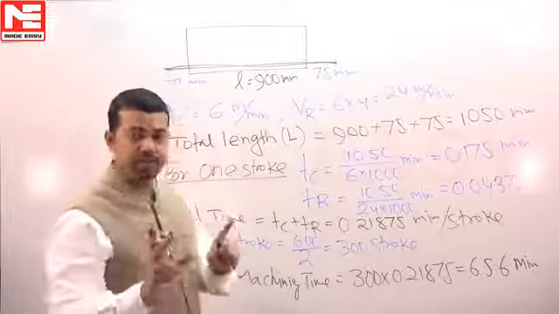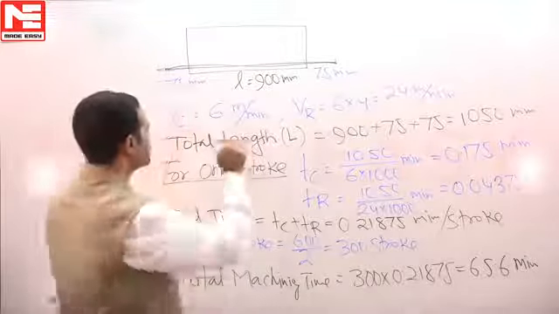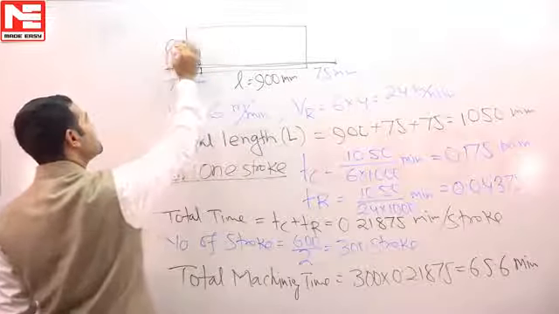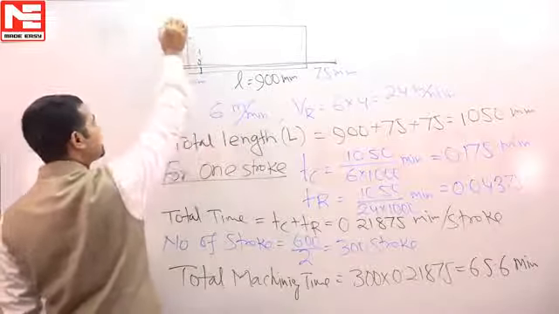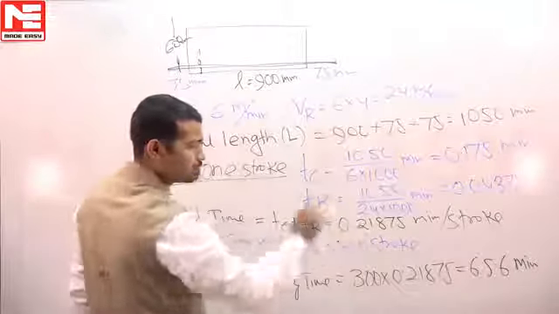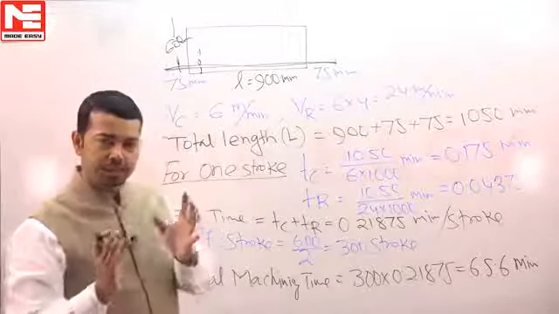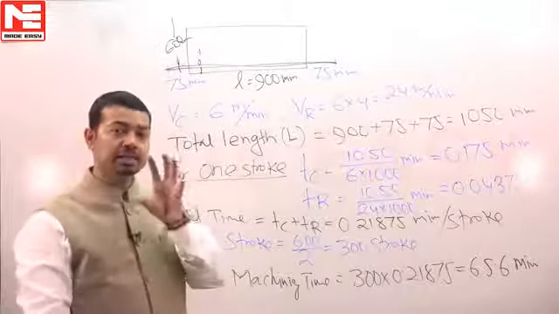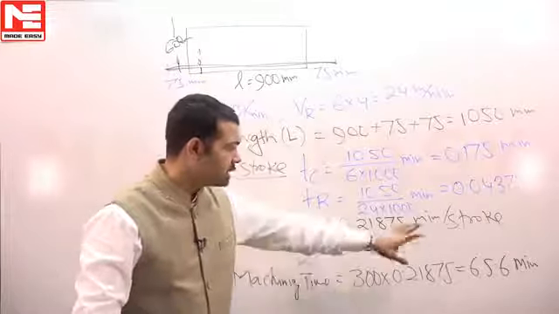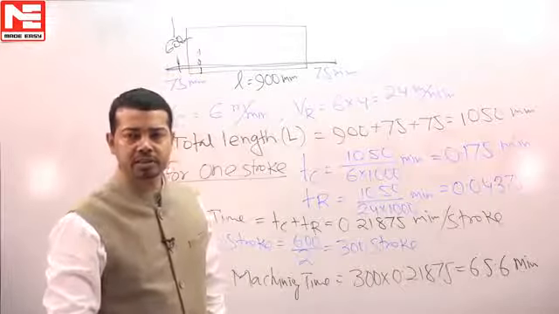But in a single stroke, you are cutting 2 millimeter. This is 2 millimeter, then 2 millimeter, then 2 millimeter, then 2 millimeter, across 600 millimeter. Then what is the number of strokes? That is 600 by 2, that is 300 strokes. We have to perform 300 strokes, and for a single stroke, this is the time. So, just multiply with this, and 65.6 minutes is the total machining time.